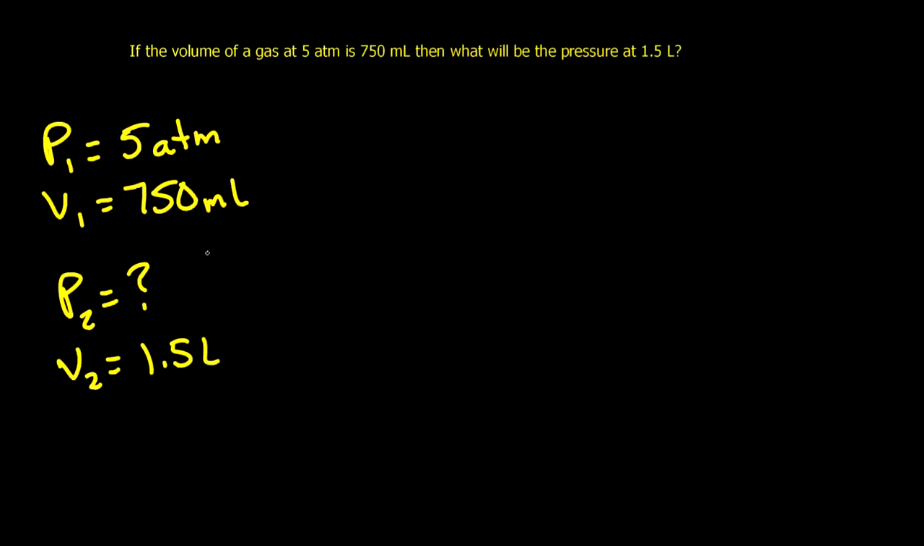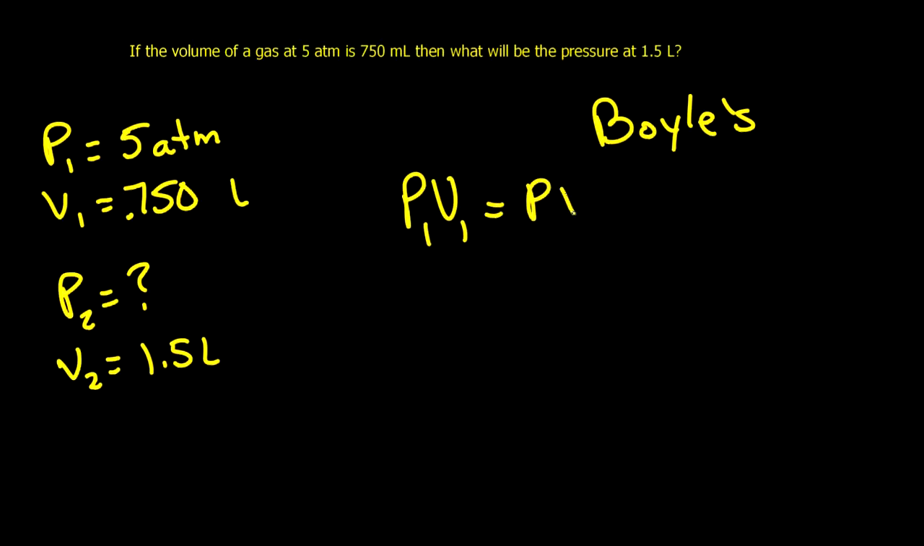Now these two units are not consistent, so I got to convert one. I prefer to change my milliliters to liters because you just move that decimal 3 times. So 750 becomes 0.75. And I take off the M from my unit. Now it's liters. Alright, so pressure and volume, this is Boyle's law. And that's going to be pressure and volume originally set equal to pressure and volume after it changes. So pressure 1 is 5, volume 1 is 0.75, pressure 2 is what I'm looking for, and my volume is 1.5 now.